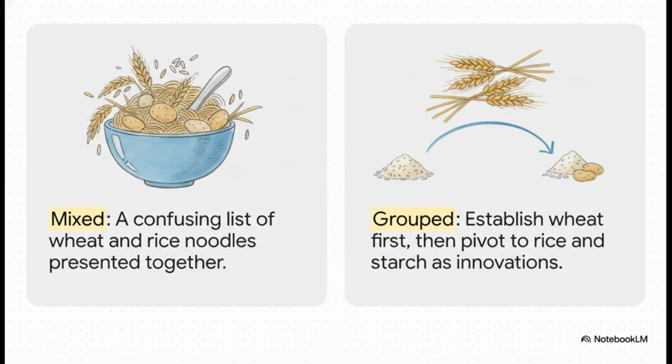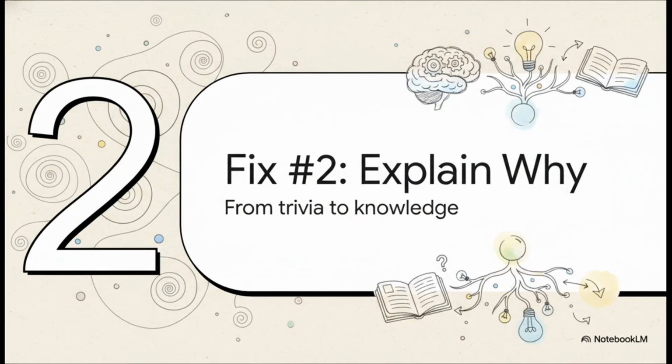So the script says northern Chinese invaders moved south during the Qin dynasty. They're wheat eaters. Right, dumplings, buns. But they've conquered the south, which is rice country. And the script says resourceful southern cooks invented rice noodles. Okay. But let's dig into the why.